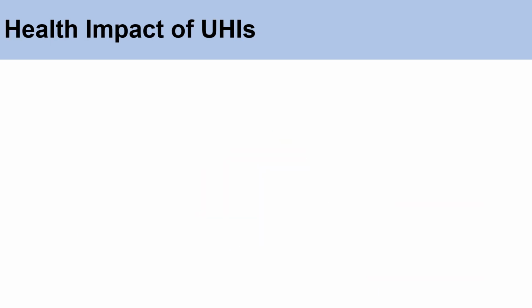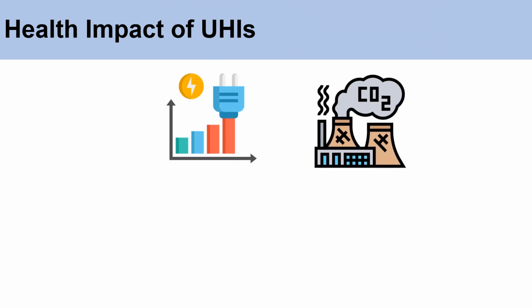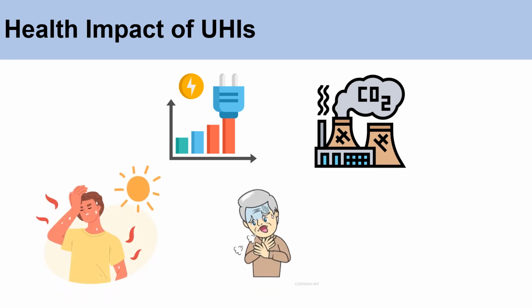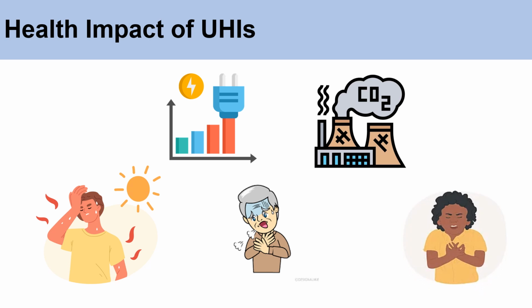Environmental and health impacts. Increased energy consumption and greenhouse gas emissions result in higher temperatures and promote climate change. The overall UHI effect on vulnerable communities increases heat-related illnesses, respiratory illnesses, and cardiovascular illnesses.